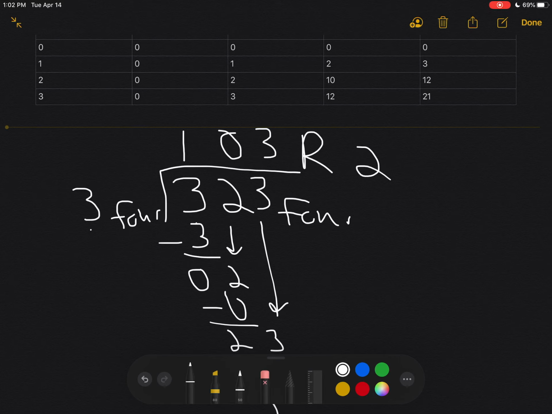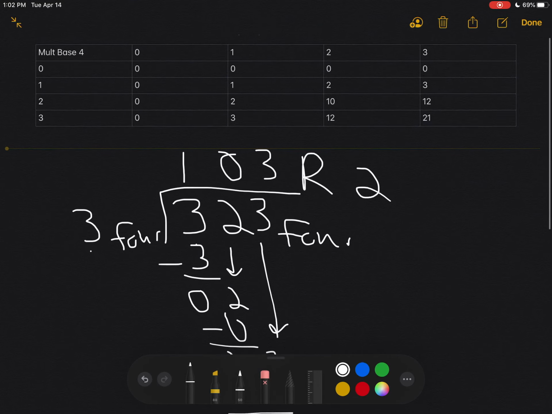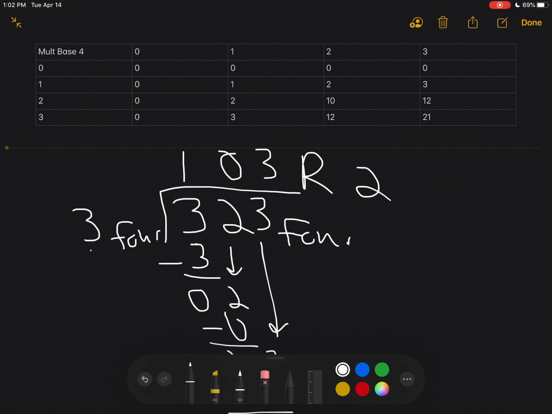So when I divide 3, 2, 3, base 4, by 3 base 4, my answer is 103, remainder 2, just by doing long division the way I normally do, but whenever I need to look up how many times this is going into that, I can use my multiplication table that I have provided.